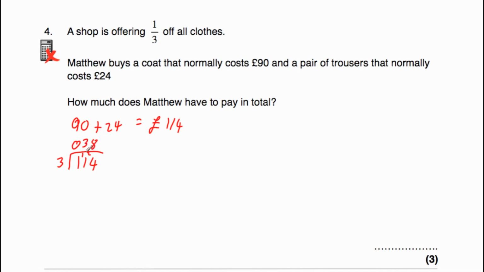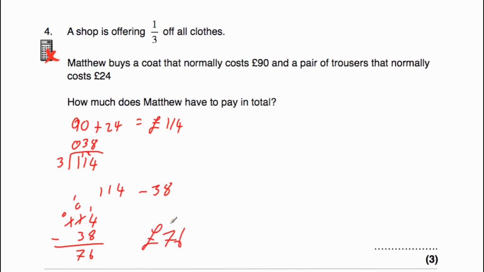So I need to take that away from the £114. So I'm going to do 114 take away 38, and that will tell us how much Matthew has to pay because he's saving a third. So 114 minus 38. So 4 take away 8, we can't, so let's borrow. So that's a 0 and call that 14. 14 take away 8 is 6. 0 take away 3 we can't do, so let's now call that a 10. 10 take away 3 is 7. So that means that Matthew would pay £76.